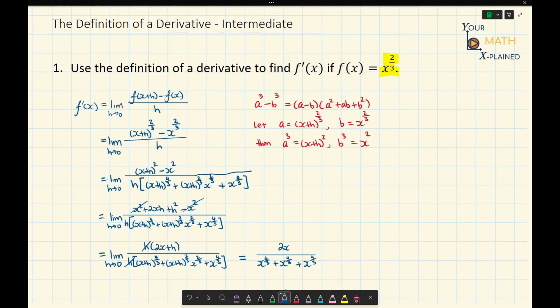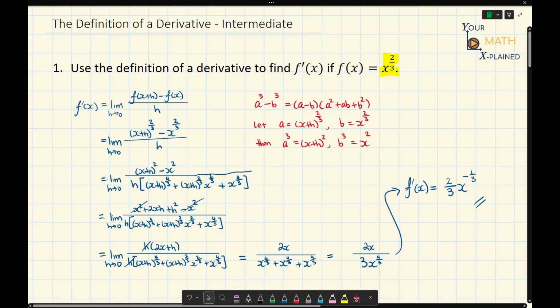And then combining our like terms on the bottom, we end up with 2x over 3 times x to the power of 4 over 3. And then now just the last bit, we can cancel out an x on the top and an x on the bottom. So therefore, our final answer is going to be f prime of x is equal to 2 over 3, and then we have x to the power of negative 1 over 3.